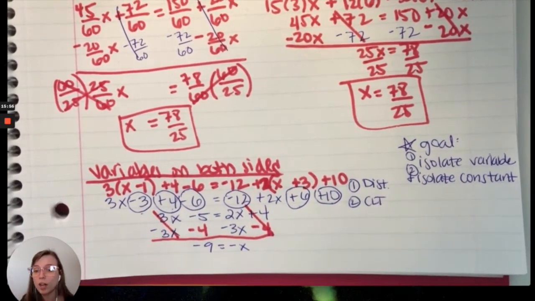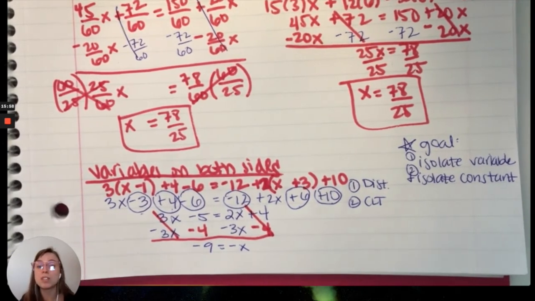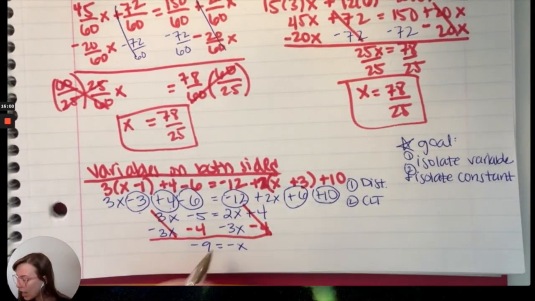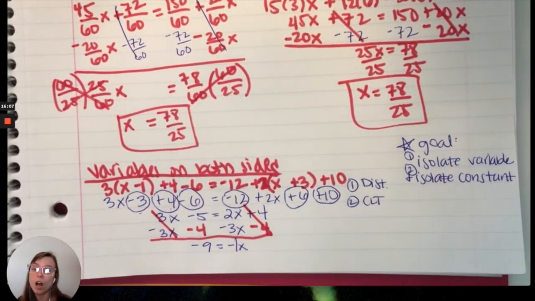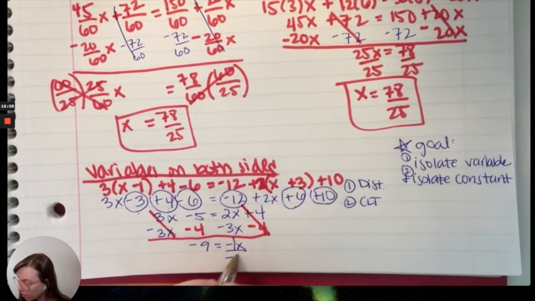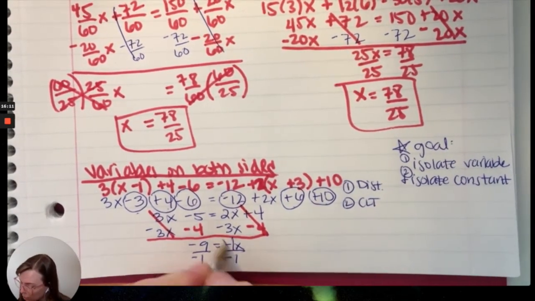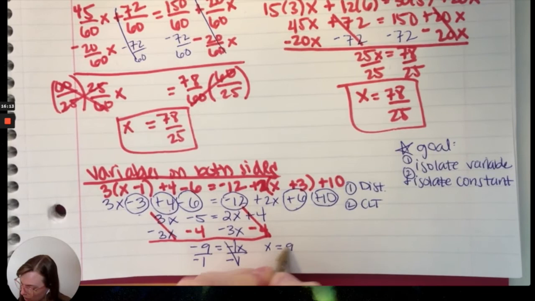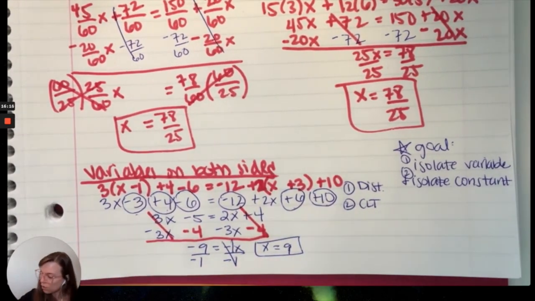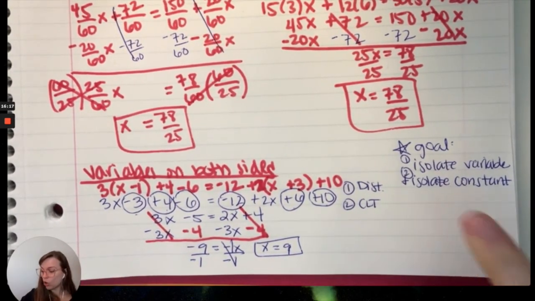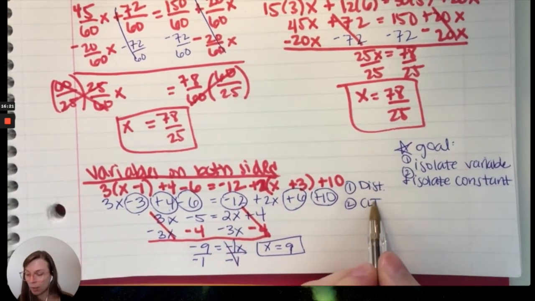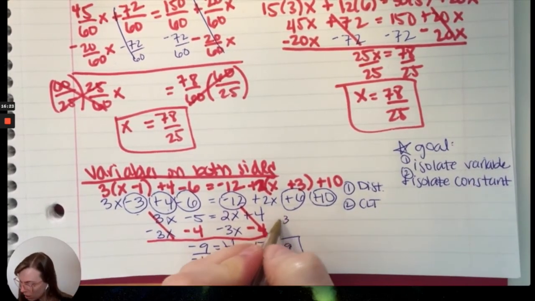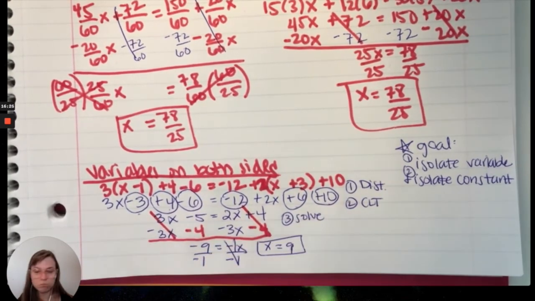If you want to put the 1, great. If you don't want to, don't. Just put the negative because that has to stay there. And now, if you think about it, I can either multiply by negative 1 or divide by negative 1, and that will undo it. I like to divide, but it doesn't matter. Those make 1, so x equals a positive 9. Woohoo! So your goal is to isolate your variable and your constant, and then once you distribute and combine like terms, it's just solving like normal.